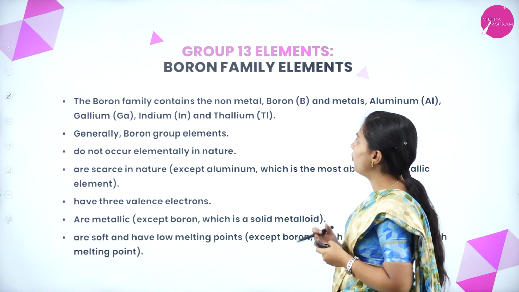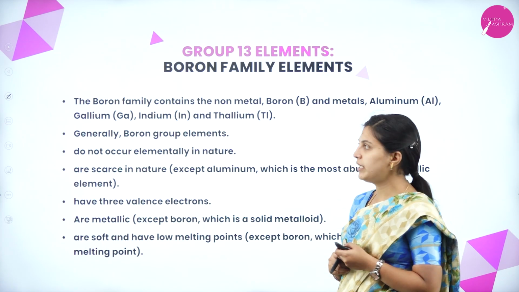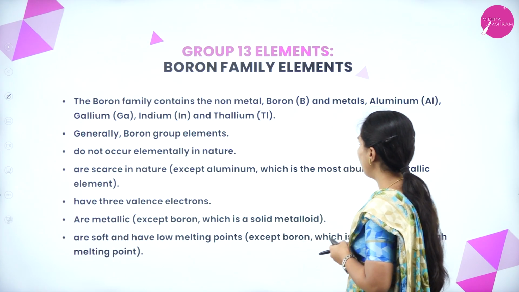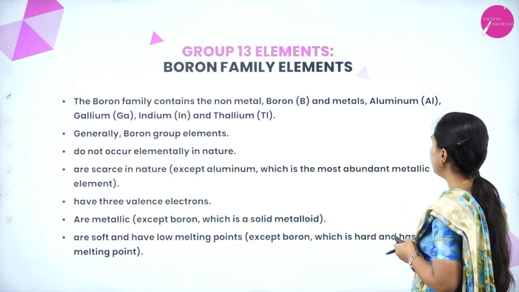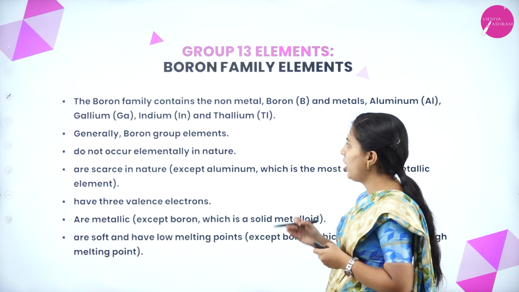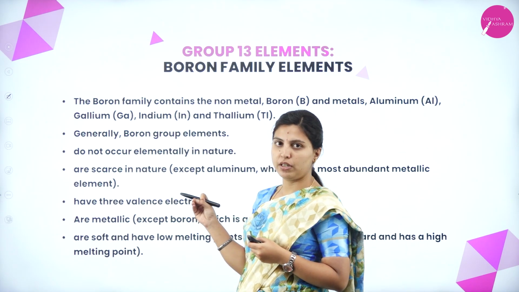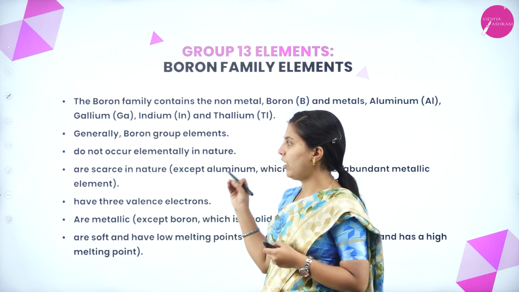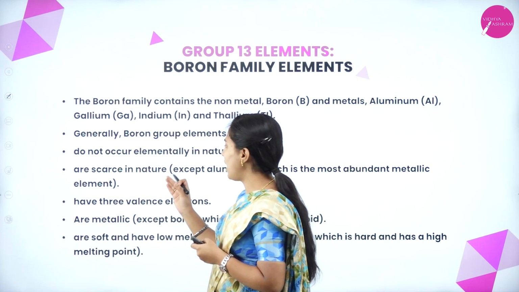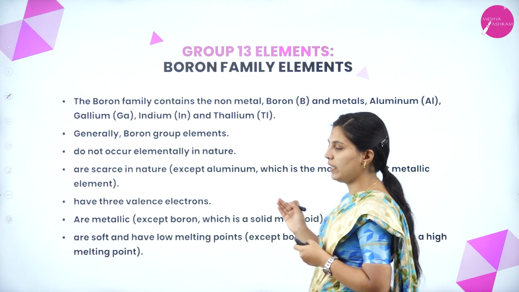Group 13 elements, the boron family elements. We will see some of the properties of group 13 elements, that is the boron family. The boron family contains the non-metal boron and the metals aluminium, gallium, indium and thallium. Generally, boron group elements do not occur elementally in nature. Usually these elements are scarce in nature, except aluminium, which is the most abundant metallic element.